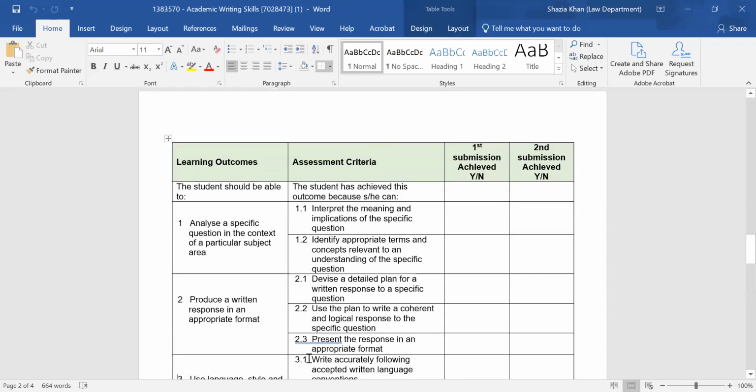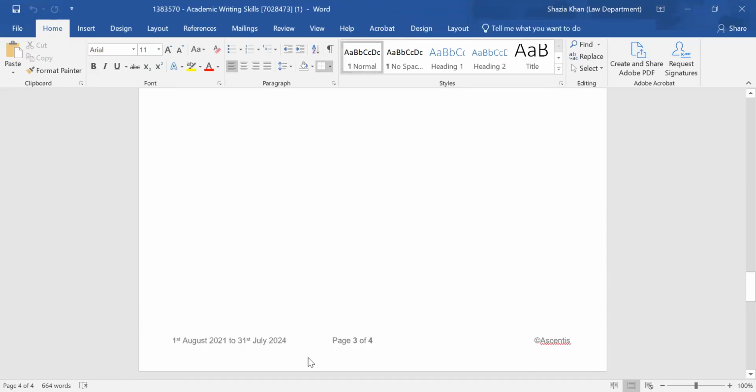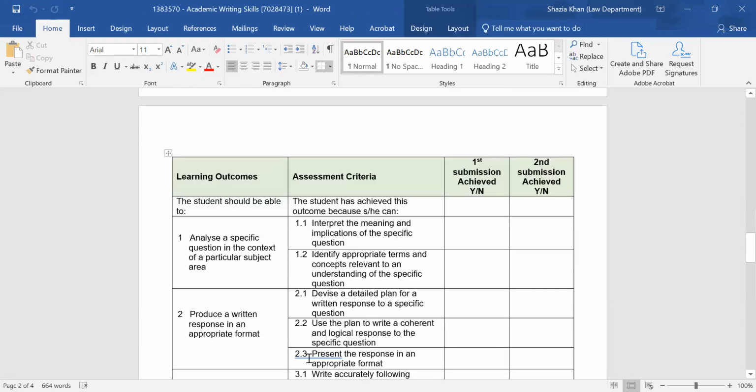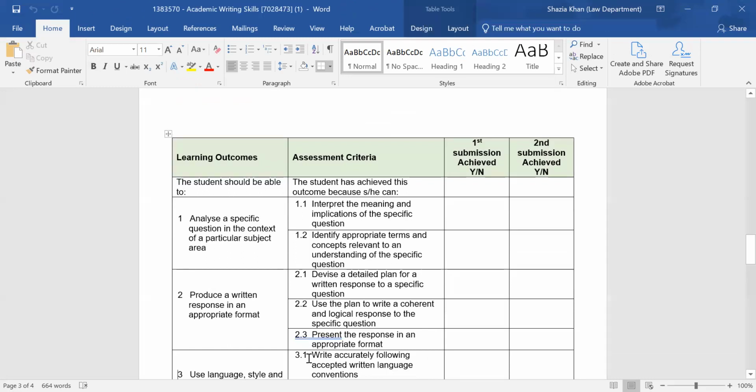So you've got 2 tasks to do, okay? Number 1, the learning outcome is to analyze a specific question in the context of a particular subject area. 1.1 is to interpret the meaning and implications of the specific question. 1.2, identify appropriate terms and concepts relevant to an understanding of the specific question.